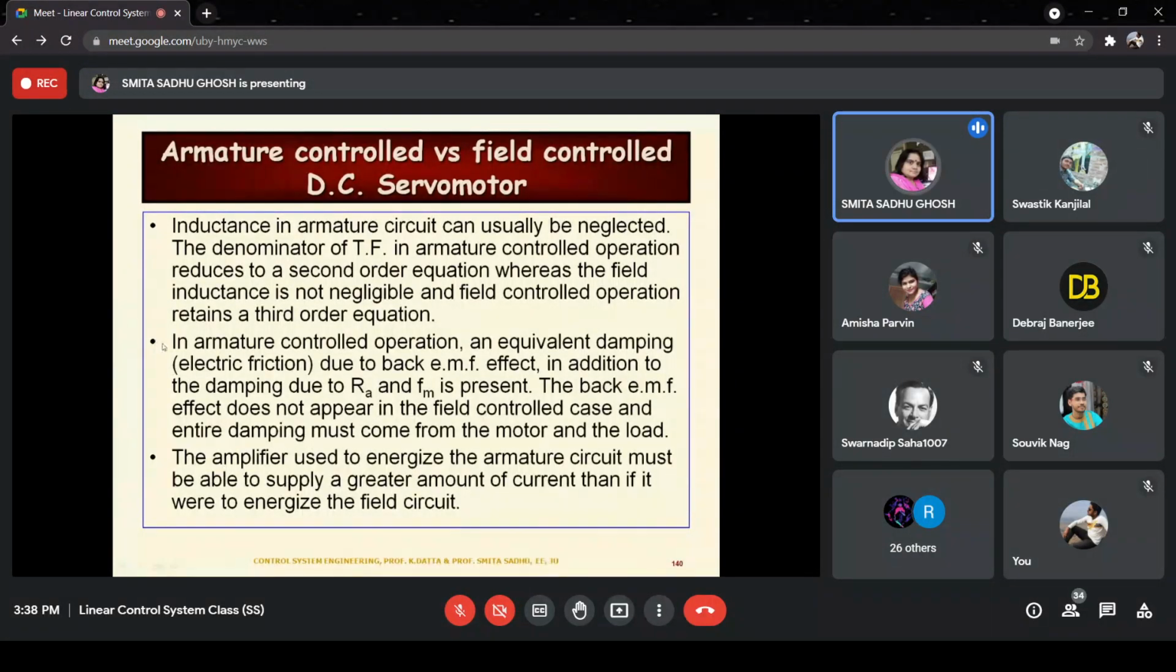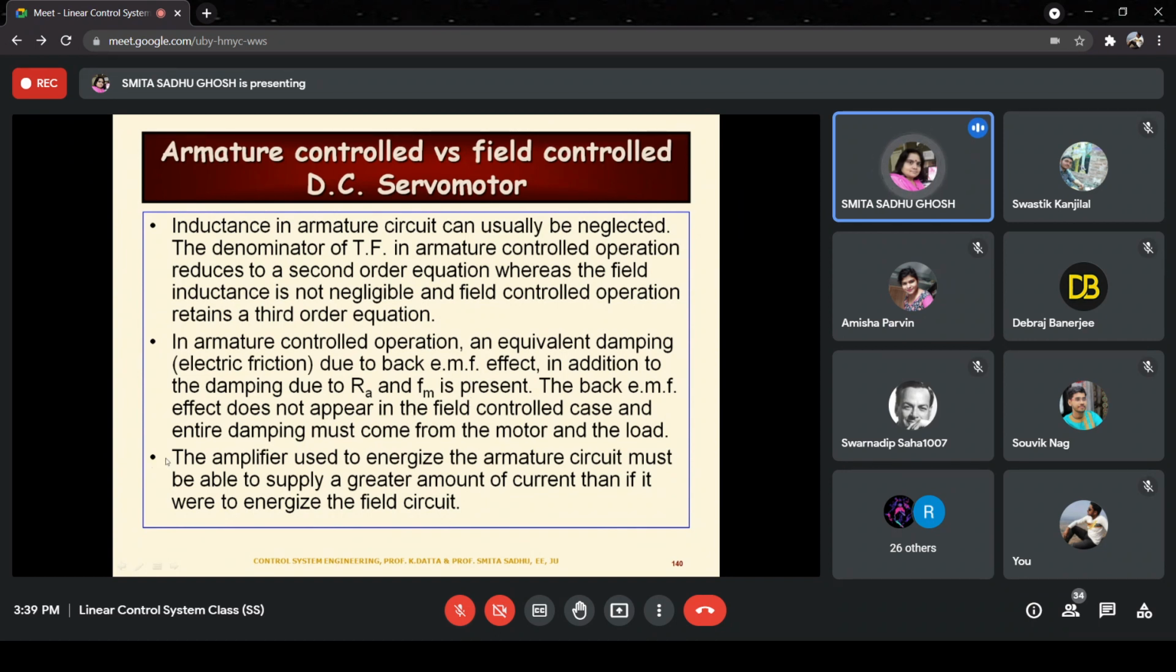So the second point over here, let us read through it. In armature controlled operation, an equivalent damping, that is electric friction actually, due to the back EMF effect, in addition to the damping due to Ra and Fm, is present. The back EMF effect does not appear in the field controlled case, and the entire damping must come from the motor and the load. So basically, that is another point of difference between the armature controlled and field controlled operations.